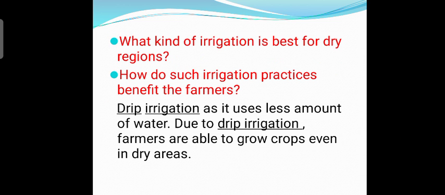Now, what kind of irrigation is best for dry regions? So students, already in the modern methods we discussed that the drip irrigation system, in which the water is coming out drop by drop, is the best for the dry region. And how do such irrigation practices benefit the farmer? So due to the drip irrigation, farmers are able to grow crops even in the dry areas.